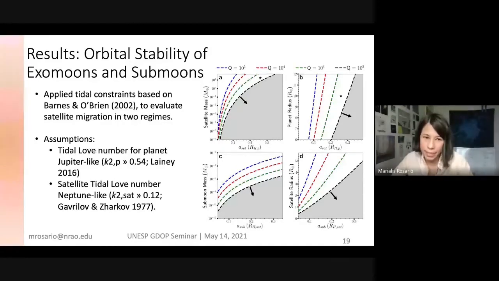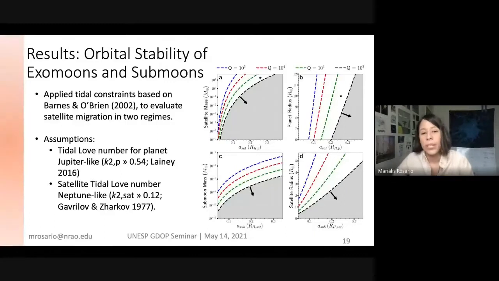More specifically, we assume tidal love numbers. And so we assume the tidal love number for the planet to be Jupiter-like. And we also assume the tidal love number for the satellite to be Neptune-like. And so what we see here, the top panels are these constraints applied to both satellite mass and planet radius.